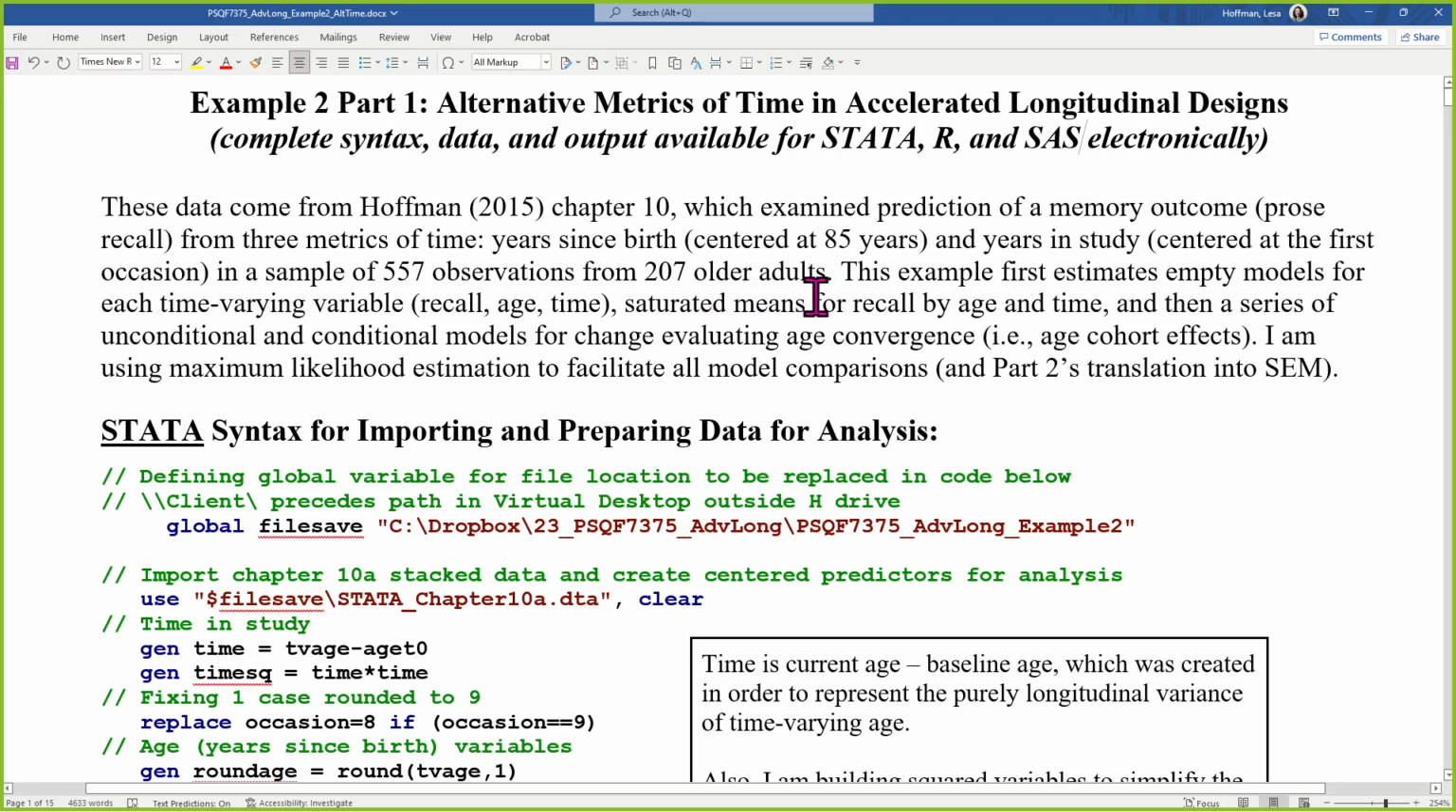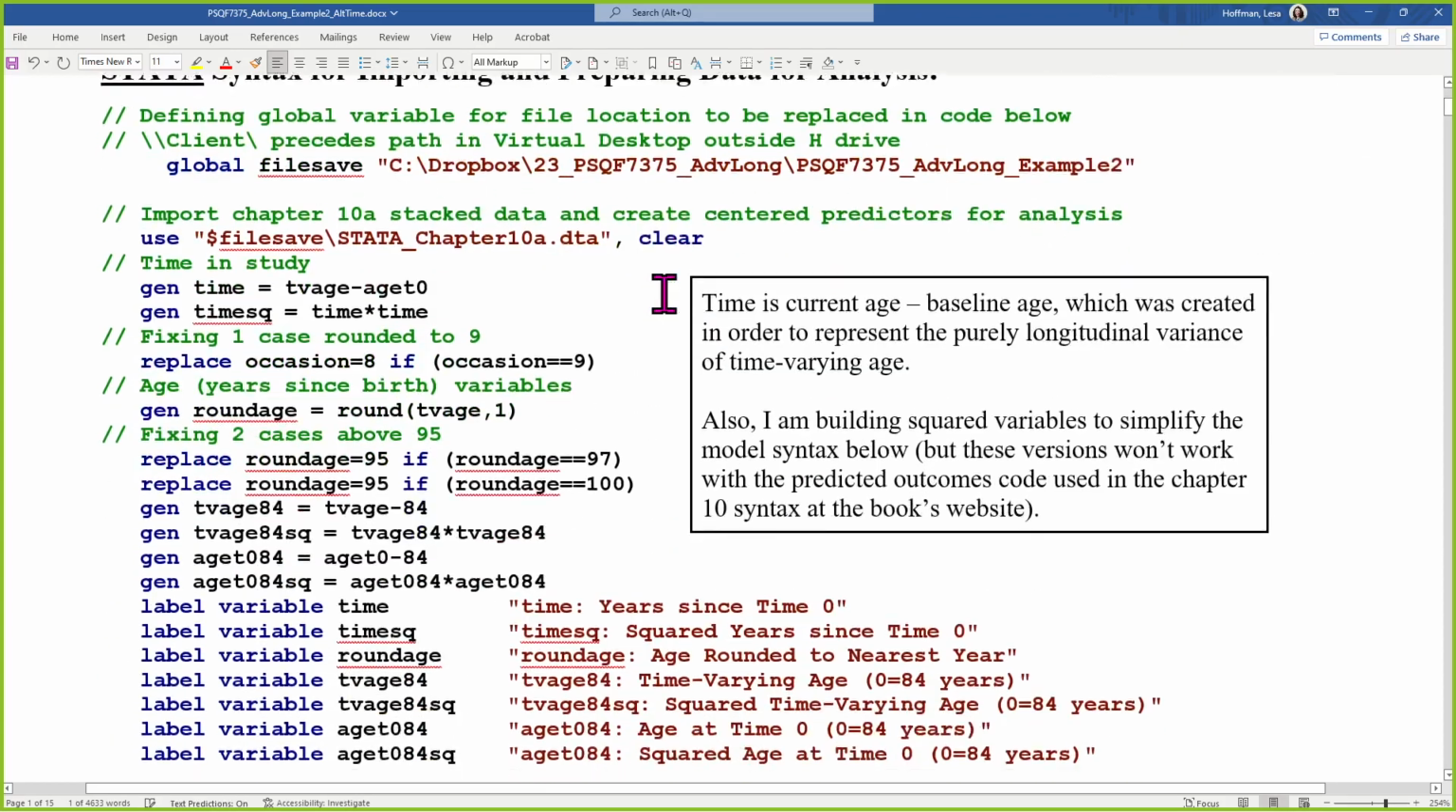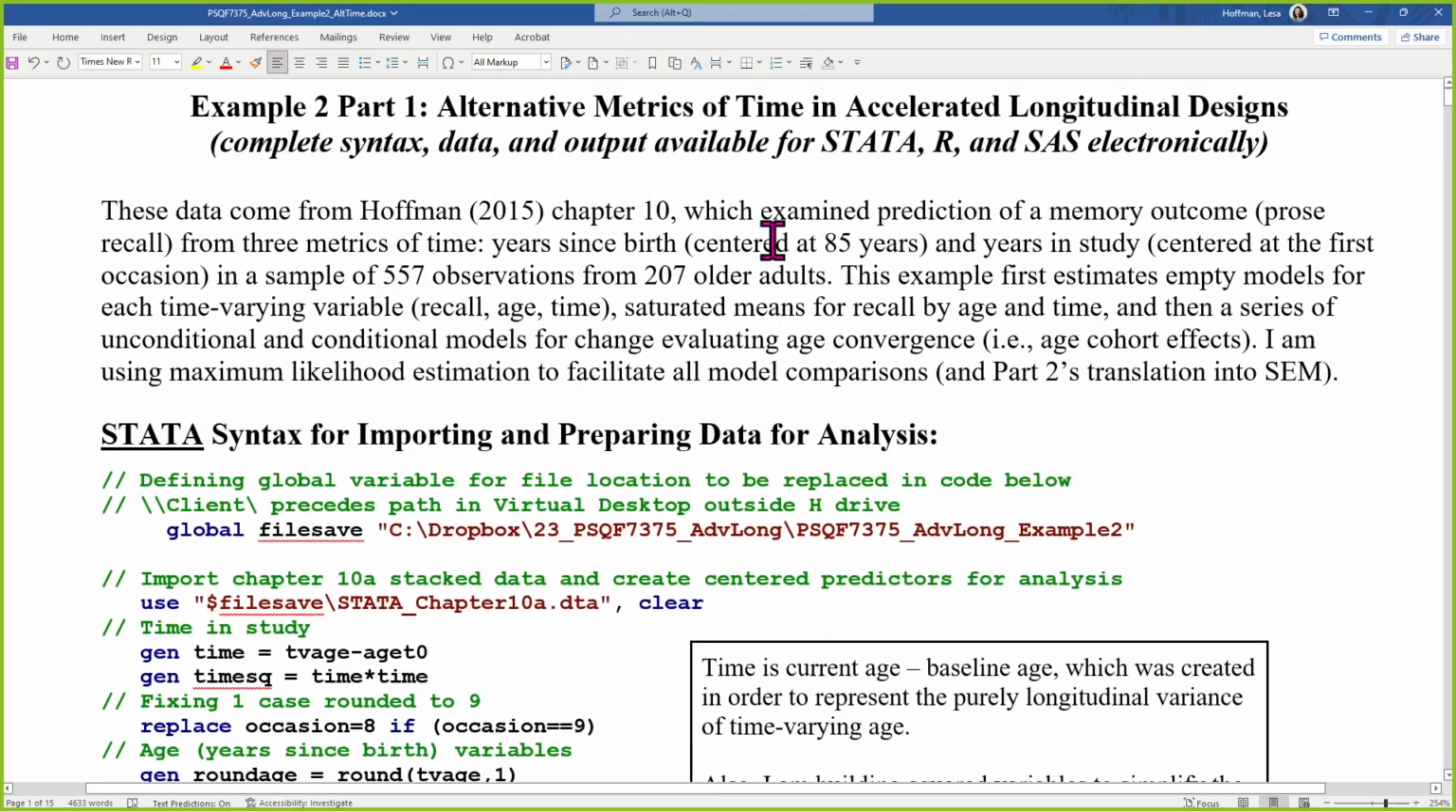So these are people from that same sample who never had dementia, so they are sort of normal aging people. I have 207 of them and 557 observations altogether, so there's a lot of missing data, as you might imagine. I'm centering age at 85 years in this example, is it? No, 84. Yeah, I stayed with 84. There we go. Fix that too.